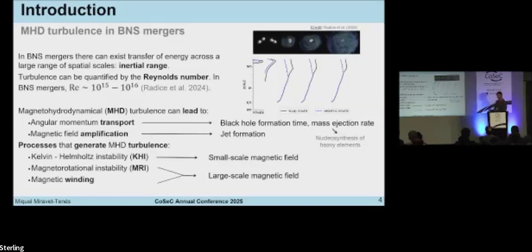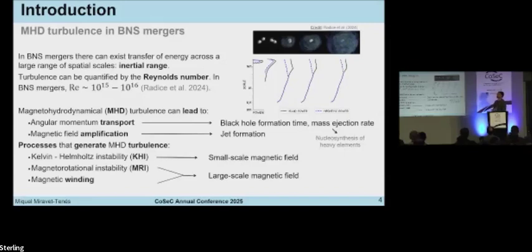Magnetohydrodynamical, or MHD, turbulence can lead to angular momentum transport in the merger remnant, which can have an impact on the black hole formation time and also on the mass ejection rate, which can affect the nucleosynthesis of heavy elements. It can also lead to magnetic field amplification, which can have an impact on the formation of an ultra-relativistic jet after the merger.